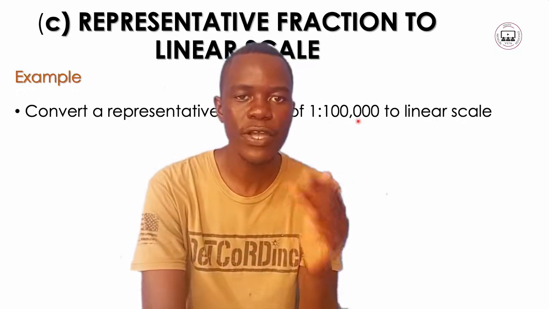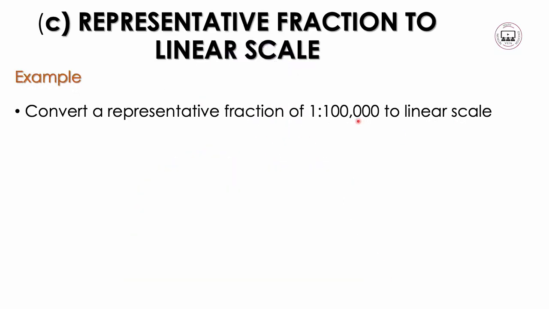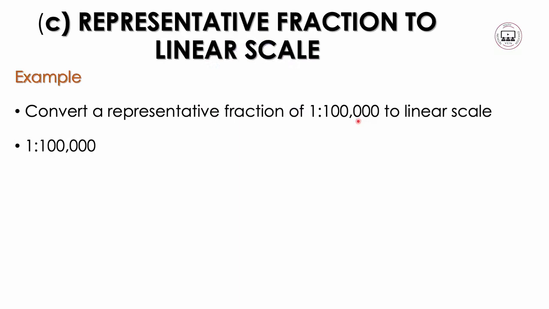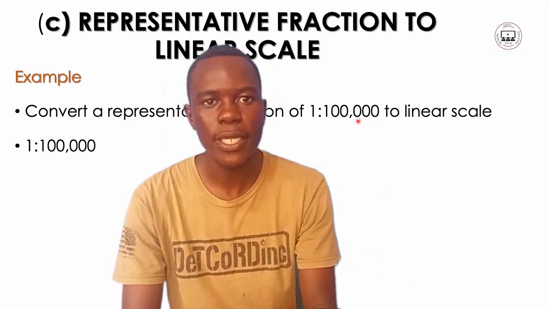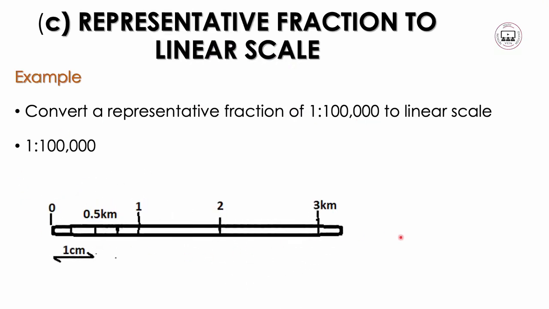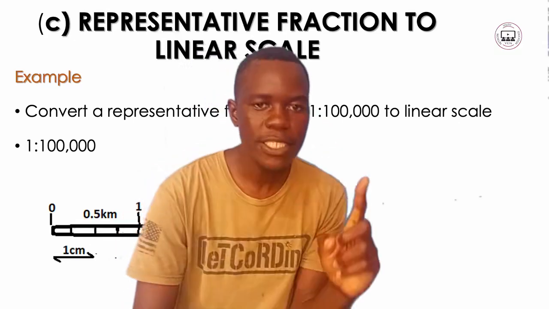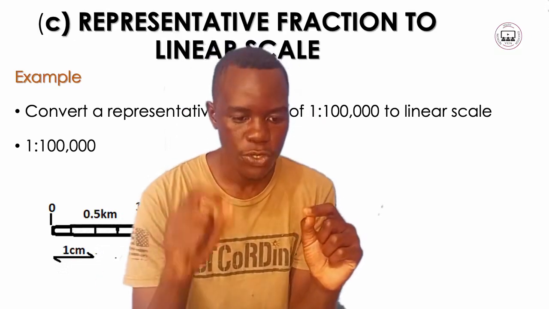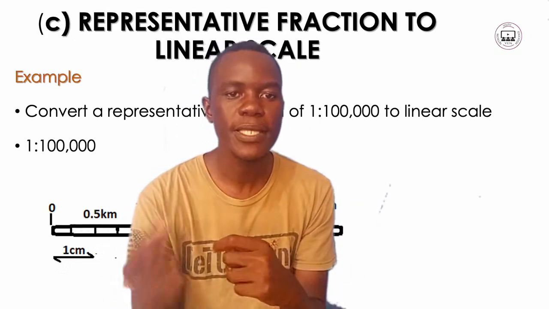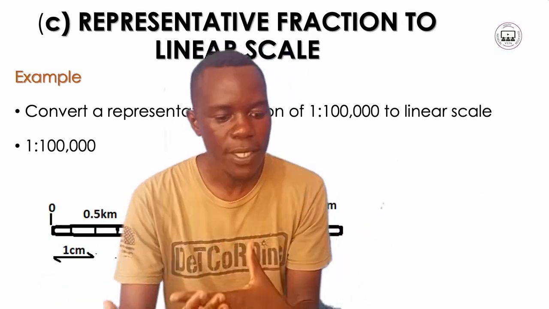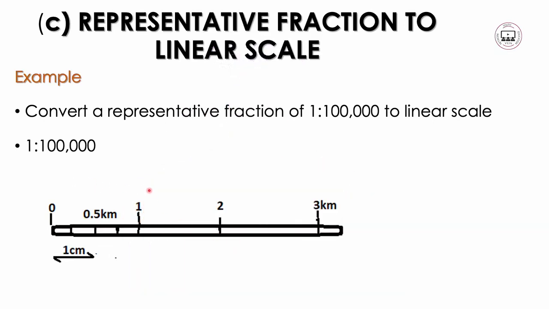So you have this representative fraction, which is 1 to 100,000, or else you can just say it is 1 over 100,000, right? How can you put this into a linear scale? You will have your linear scale here. Like we were saying, 1 centimeter is equal to 100,000 centimeters. So we want to convert the centimeters now to kilometers. How can we do that? This will mean that 1 centimeter will always represent 100,000 centimeters.